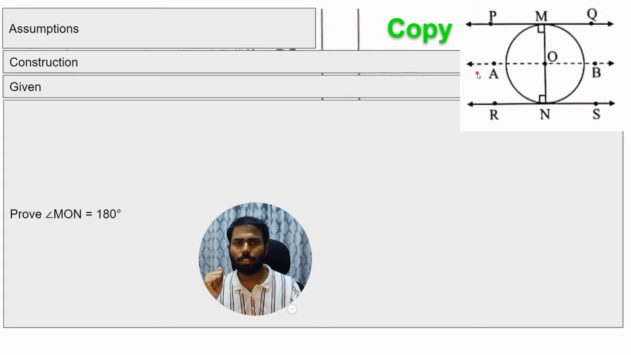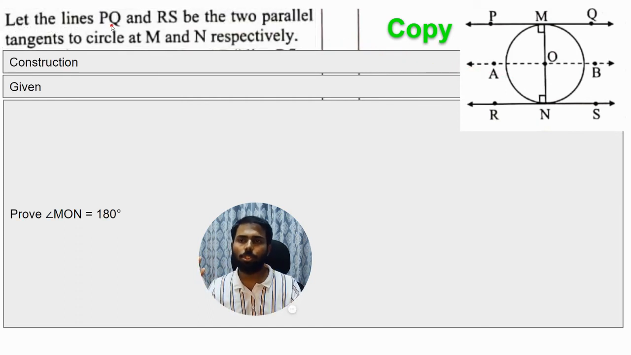So this diagram was not given in the question, right? We have drawn this diagram by ourselves. So you'll have to write the assumptions. In assumptions, you write: let the lines PQ and RS be the two parallel tangents to the circle at M and N respectively. इसका मतलब क्या है? PQ हमारा एक tangent है जो circle को M पे meet हो रहा है and RS हमारा एक tangent है जो circle को N पे meet हो रहा है.